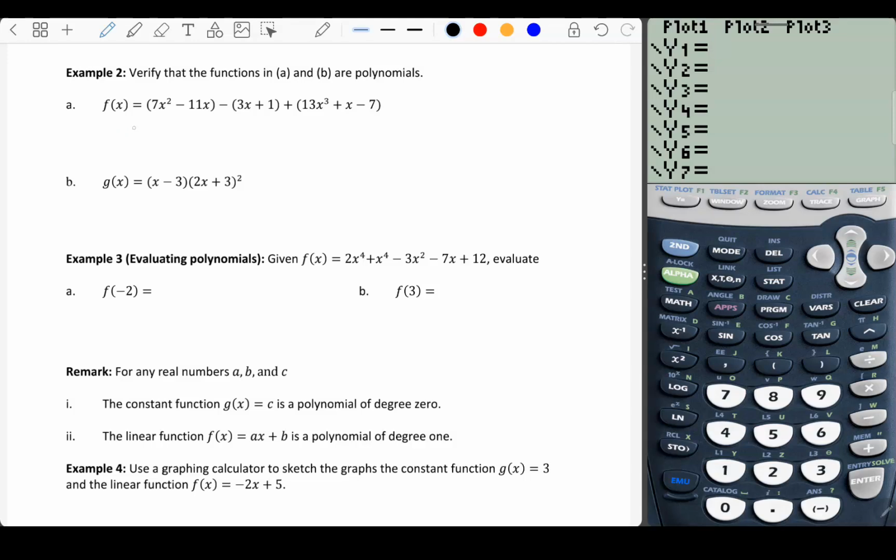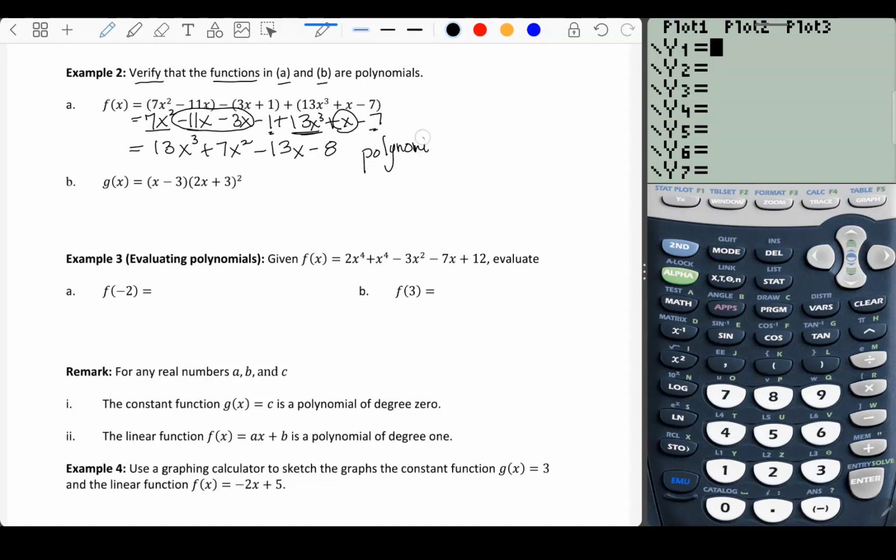All right, so on example 2 and example 3, we're just going to work with polynomial functions. On example 2, we're to verify the functions a and b are polynomials. So we're just going to do the operations. In this case, we're going to subtract 3x plus 1, and then we're going to add 13x cubed plus x minus 7 to that first guy in parentheses. I'm going to write it in descending order, taking the highest power first, then the next highest power. I can combine like terms, and I'm going to get a negative 13x, and combine like values for the constant, and I have a polynomial function.